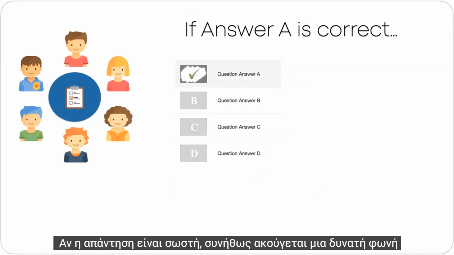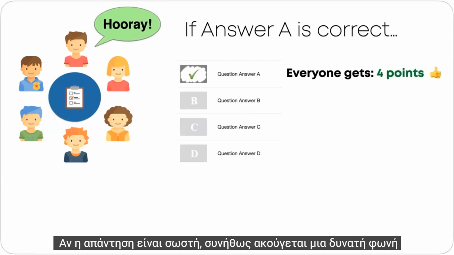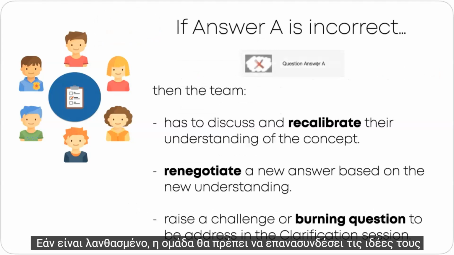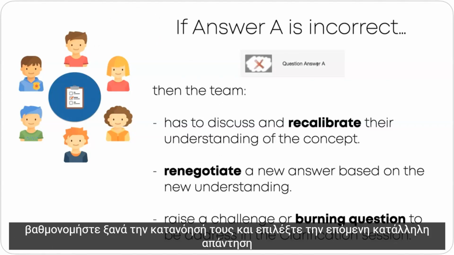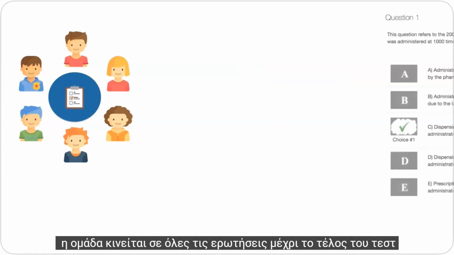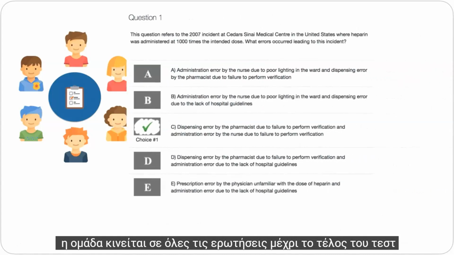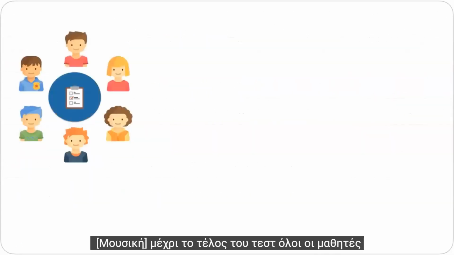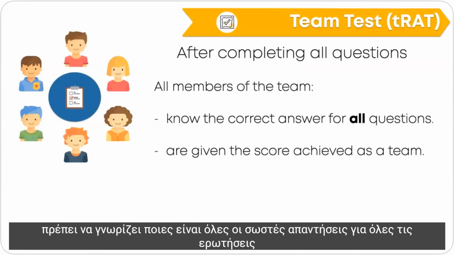If the answer is correct, then usually a loud cheer can be heard. If it's incorrect, then the team will need to reconvene their ideas, recalibrate their understanding, and select the next appropriate answer. The team moves through all the questions until the end of the test. By the end of the test, all students should know what all the correct answers are for all the questions.